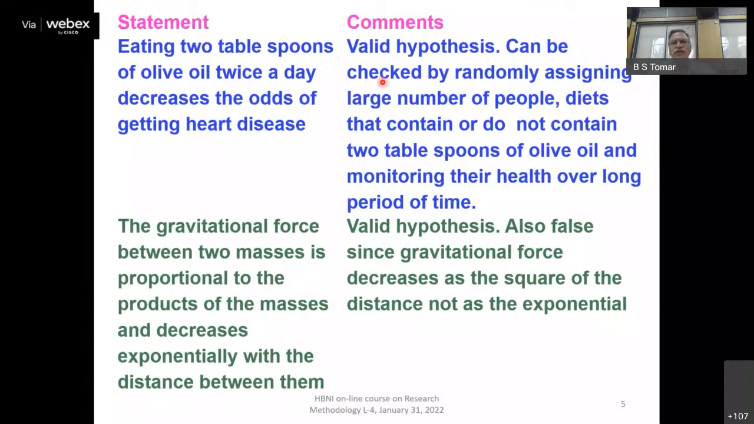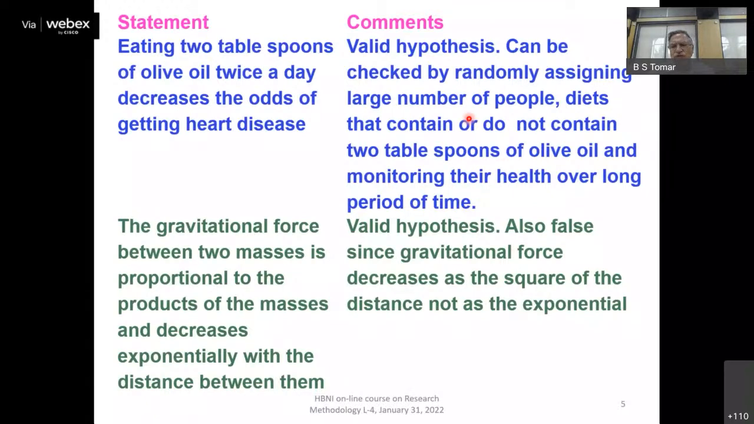So what essentially one does to validate this hypothesis, to confirm the hypothesis, is that it can be checked by randomly assigning a large number of people diets that contain or do not contain 2 tablespoons of olive oil. So you take a large number of people randomly, and to some of them you give the diet that is representative of 2 tablespoons of olive oil, and the other group does not get that kind of treatment, and then you monitor their health over a long period of time.